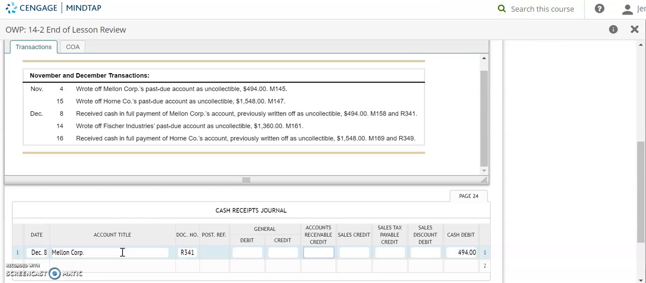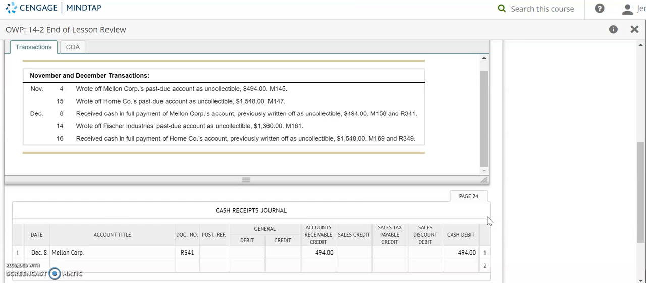And then that credit, make sure that you don't put it into the general credit because this Mellon Corporation is an accounts receivable. So it's going to go into that accounts receivable credit column. So 494. Okay, so now we're done with December 8th.